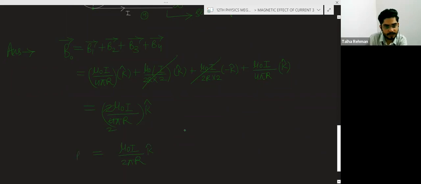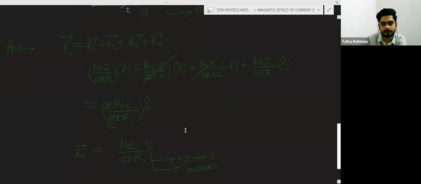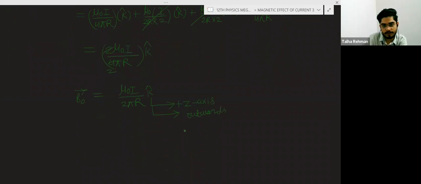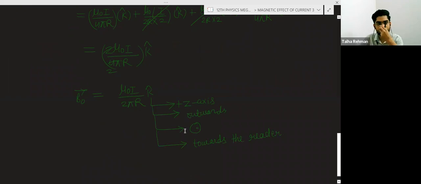K cap represents the direction of the magnetic field along the positive z axis, or you can say outwards. You can use this sign also for outwards, or you can say towards the reader. So in this way, you have to solve the question.